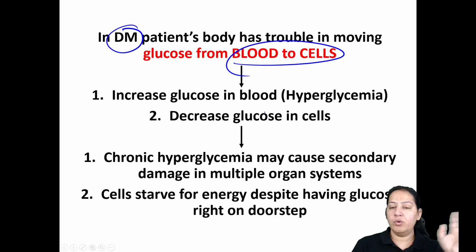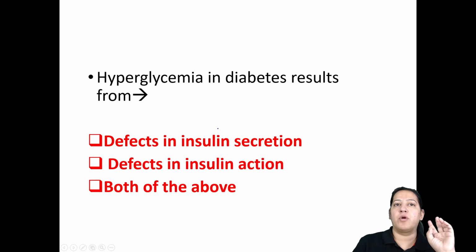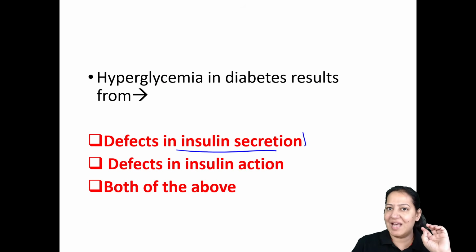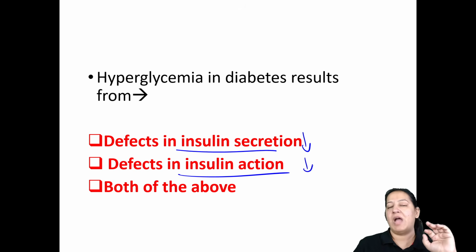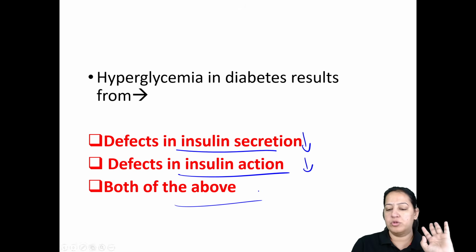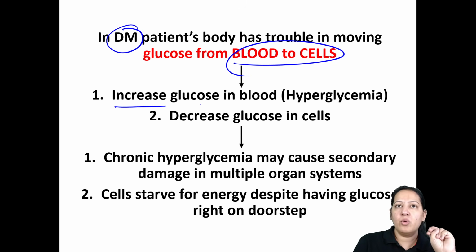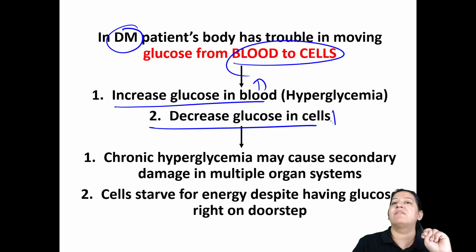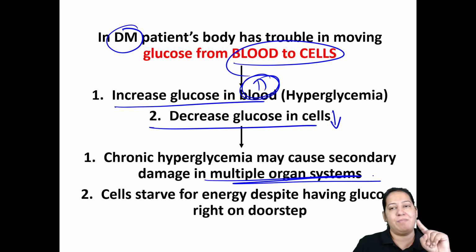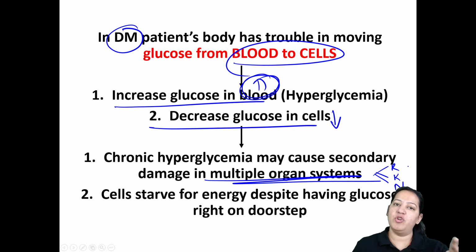Either due to insulin is absent, there can be two problems. Either insulin secretion is less or its action is less, or both, right? So qualitative or quantitative effect. Now there will be two problems. Blood glucose level is high, cell glucose level is low. Both are problematic. If blood glucose is high for many years, it will cause multiple organ damage, especially three organs: retina, kidney, and nerves. Diabetic retinopathy, neuropathy, nephropathy, the three complications.